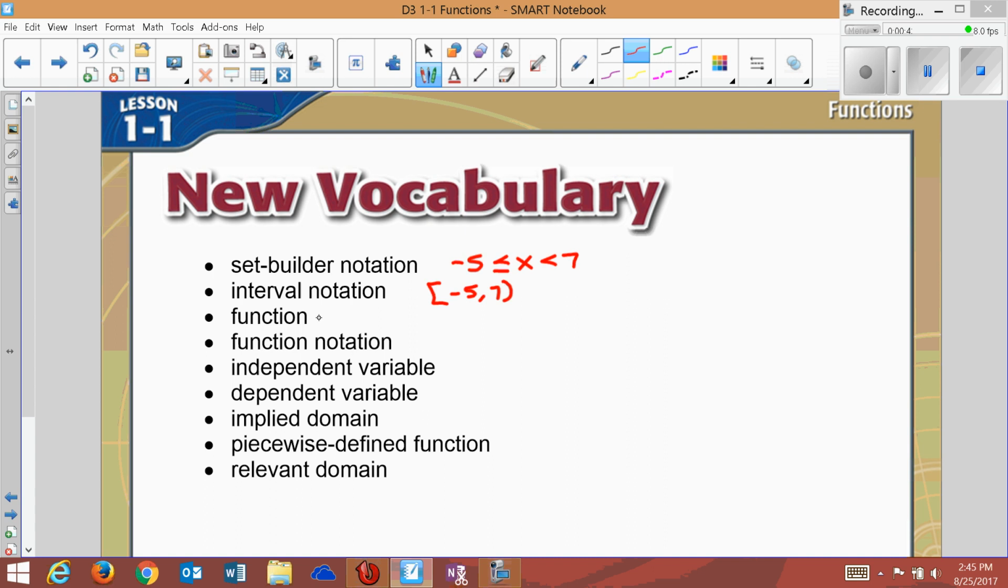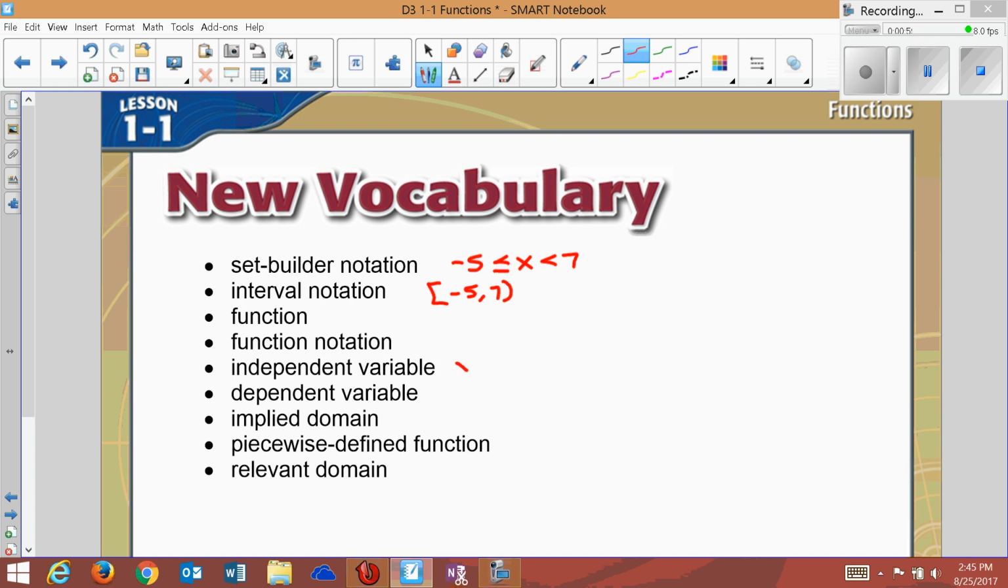Remember, a function means that each x has a unique and only one y value. When I say unique, that might not be the best word. That each x only has one and only one y is a better way of thinking about it. Each x only has one y. Let me think, what else?